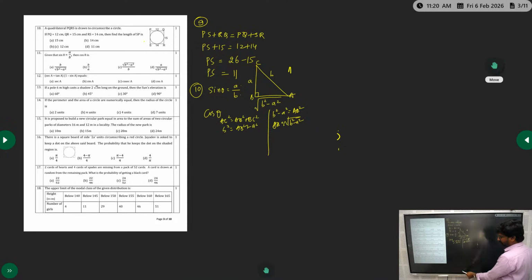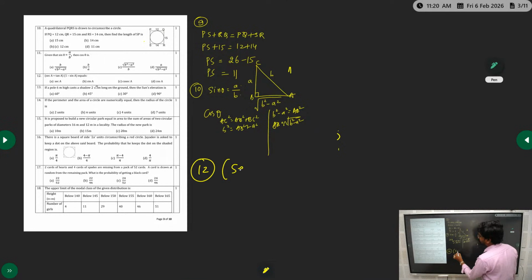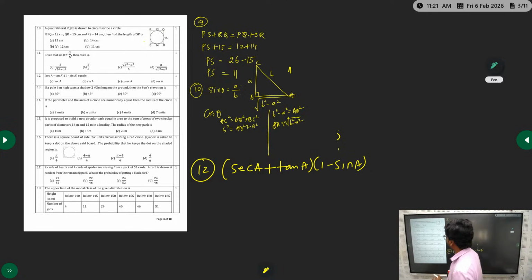Question number 12. Try by yourself. I will give 1 minute time. It is exactly an MCQ type question in the classwork textbook, last exercise. (Secant A plus tan A) into (1 minus sin A) is equal to dash. My answer is secant A. Your answer, I don't know.